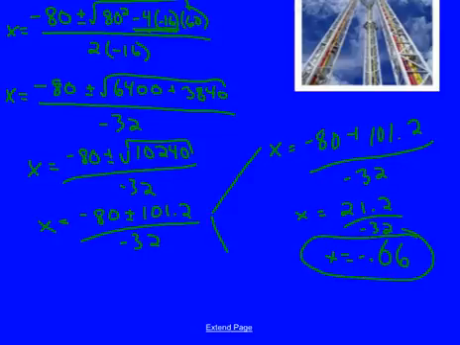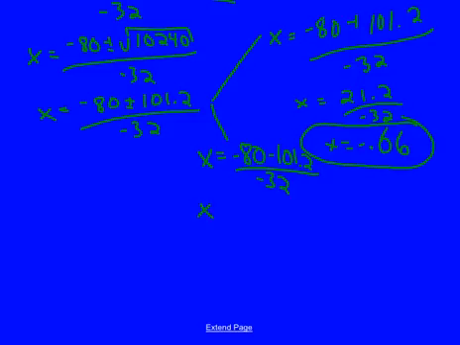So my other option is x equals negative 80 minus 101.2 divided by negative 32. I like that already because x equals negative 181.2 divided by negative 32. X equals 5.66.